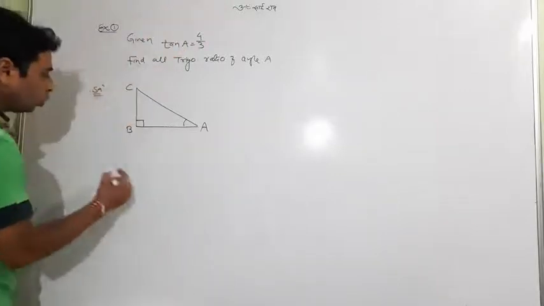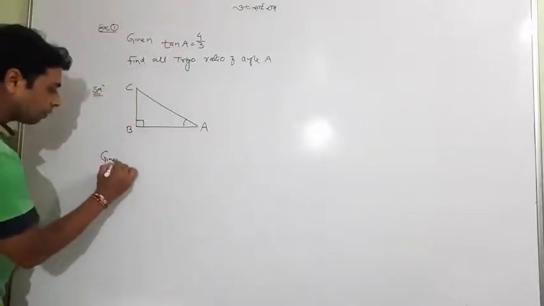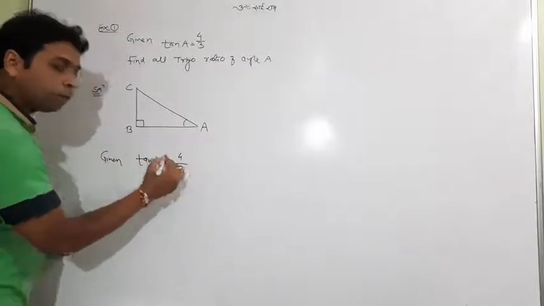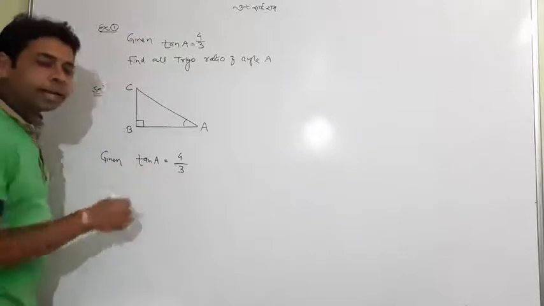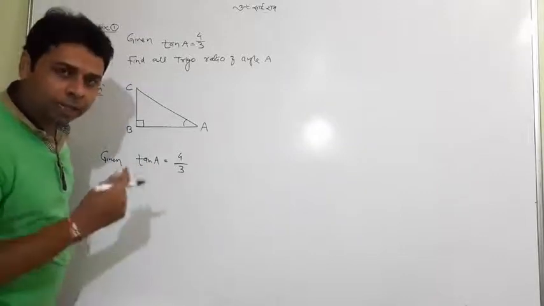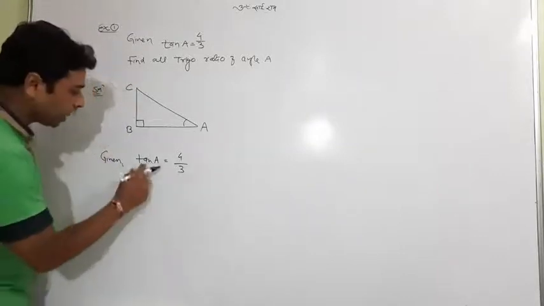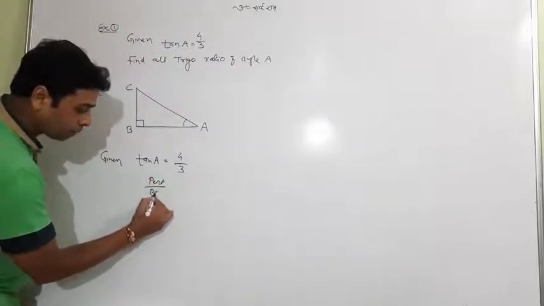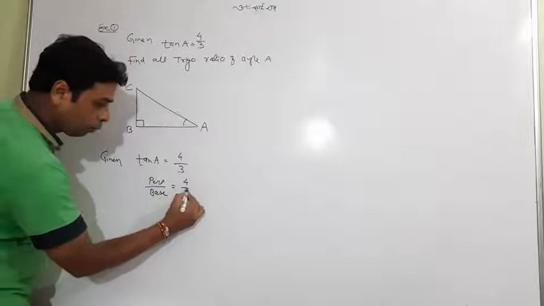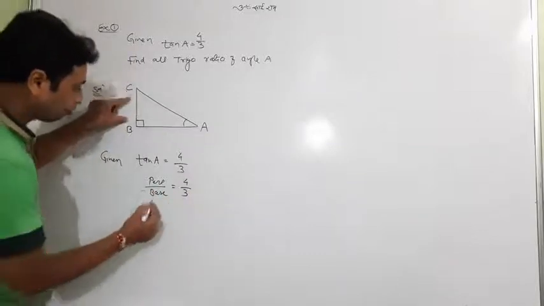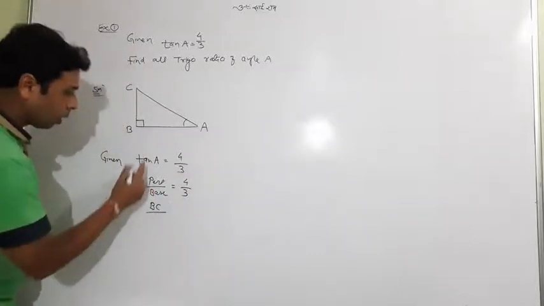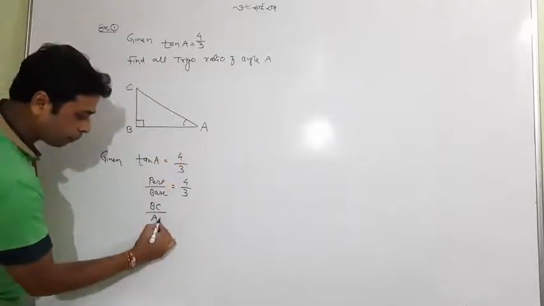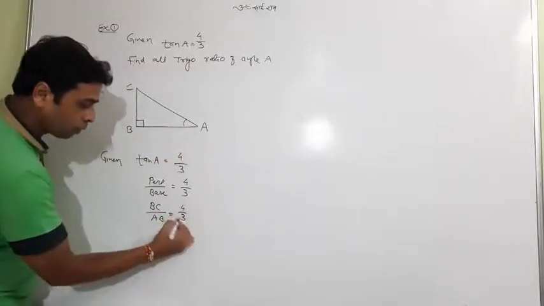Okay, now what to do? First you will write given. So what is given? Tan A is equal to 4 by 3. Now look properly. What is the meaning of tan A? According to the ratio of sides, tan A is equal to perpendicular upon base, which is equal to 4 by 3. What is the perpendicular? BC. Upon the base, perpendicular upon base AB is equal to 4 upon 3.